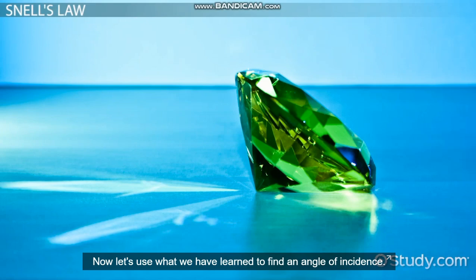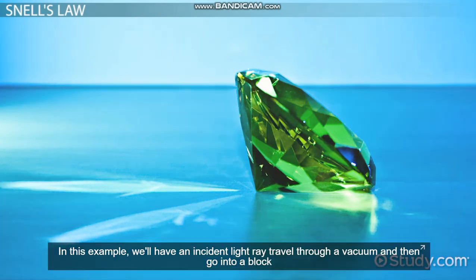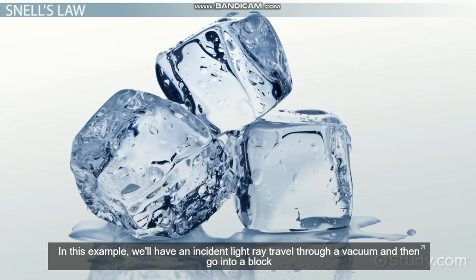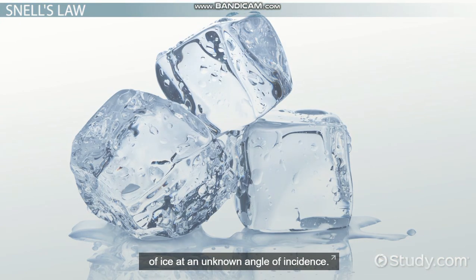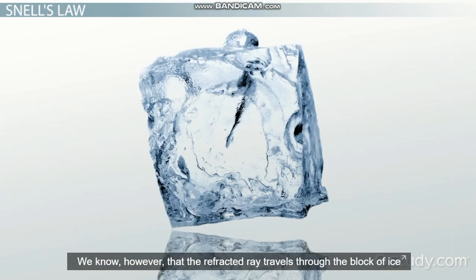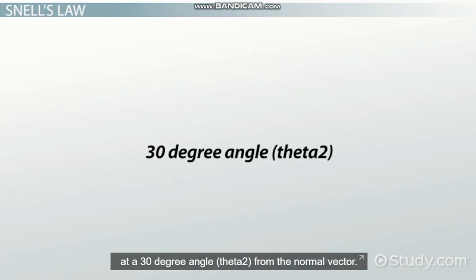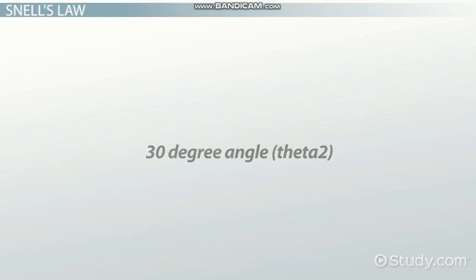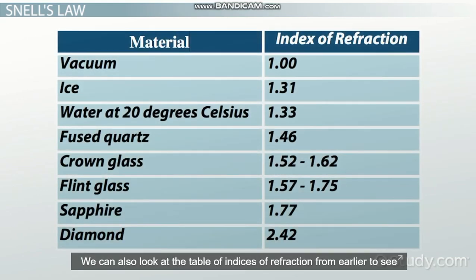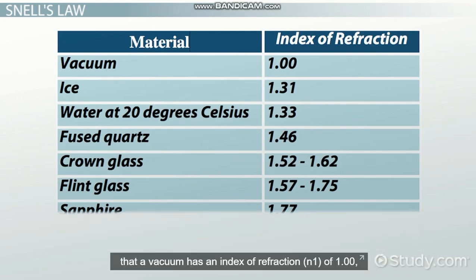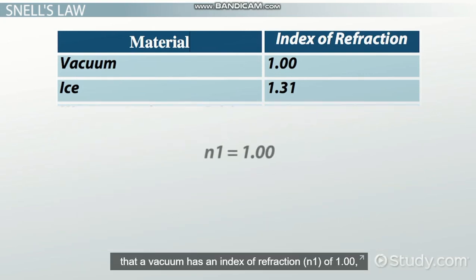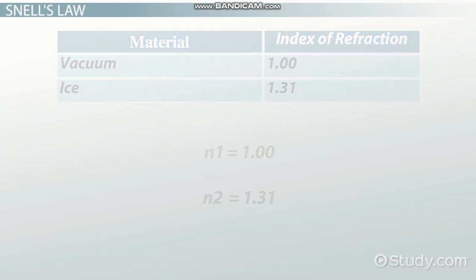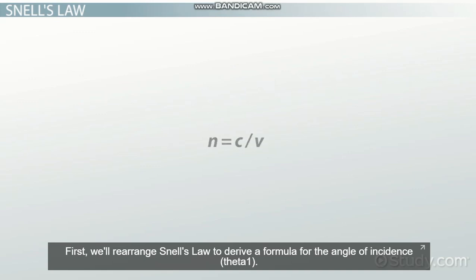Now let's use what we've learned to find an angle of incidence. In this example, we'll have an incident light ray travel through a vacuum and then go into a block of ice at an unknown angle of incidence. We know, however, that the refracted ray travels through the block of ice at a 30-degree angle, theta 2, from the normal vector. We can also look at the tables of indices of refraction from earlier to see that a vacuum has an index of refraction n1 of 1, and the block of ice has an index of refraction n2 of 1.31.